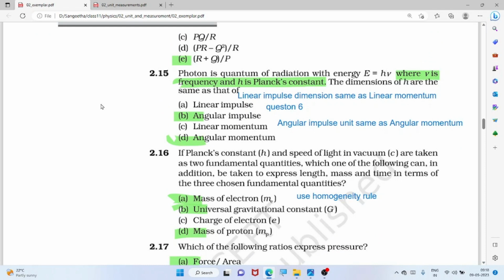Photon is the quantum of radiation, E equal to hv, where v is the frequency and h is the Planck constant. The dimension of h is the same as that of linear impulse, which has the same dimension as linear momentum. Linear impulse and linear momentum are both the same. I already showed you some basic units. Angular impulse has the same unit as angular momentum. The dimension of h is the same as angular impulse and angular momentum, both having the same unit.